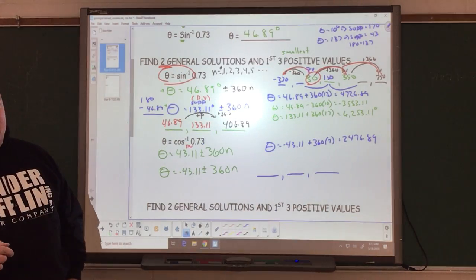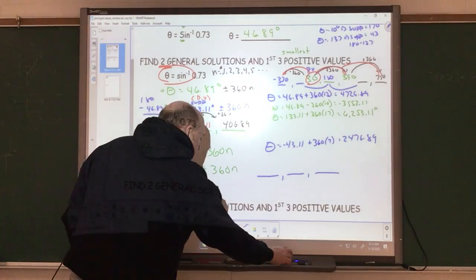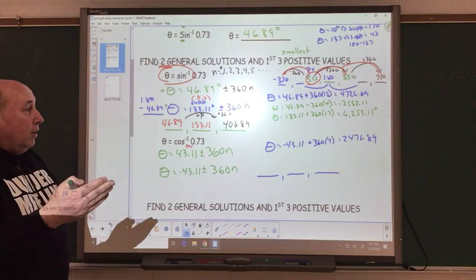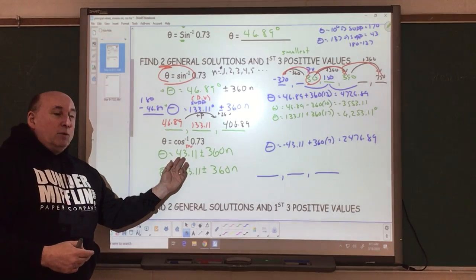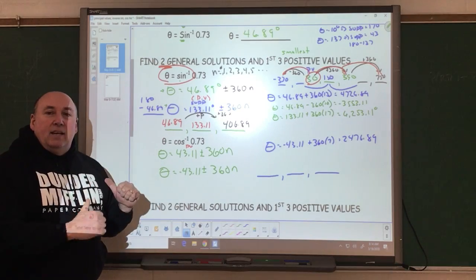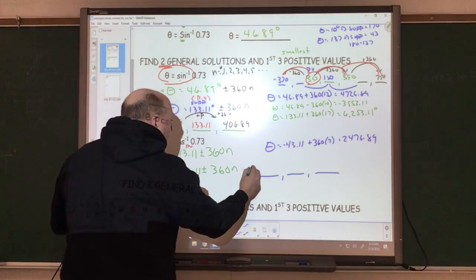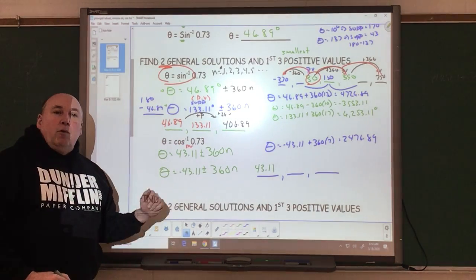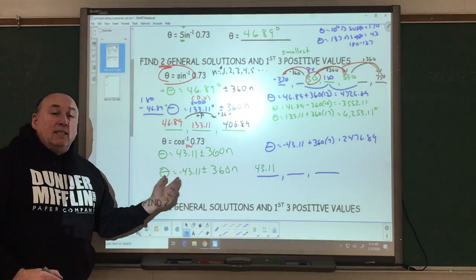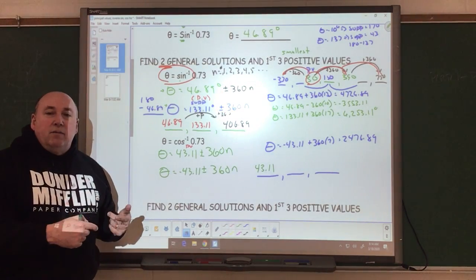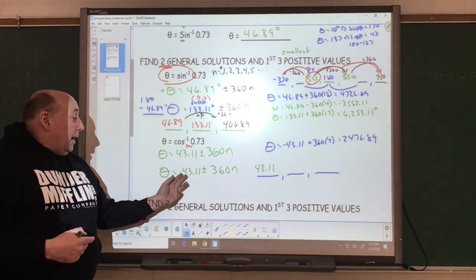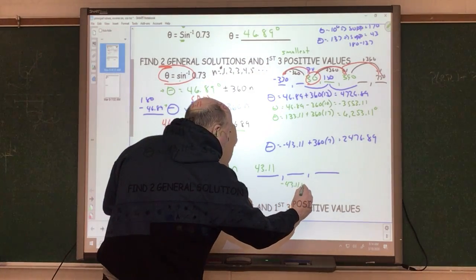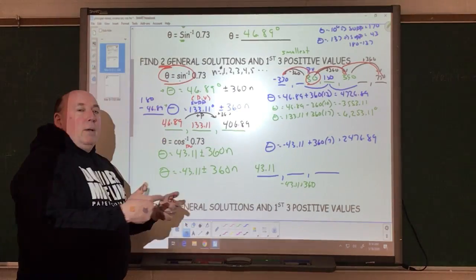Okay, first three smallest positive values. Well, if I take a look at my first one, 43.11, if I add 360, I'm going to get bigger. So this is small. If I subtract 360, that's going to put me in the negatives. Don't want that. I want positives. 43.11. Now, I have a negative 43.11 here. That's negative. I don't want that value. I want the positive value. Well, to get the positive value, I can magically take negative 43.11 and add 360 to it, and that will give me my positive value.